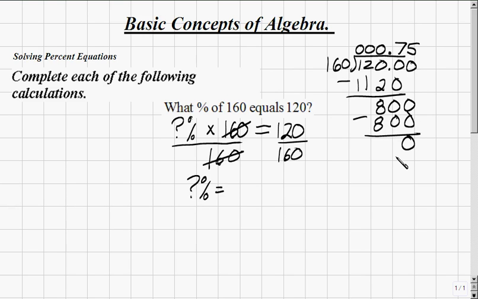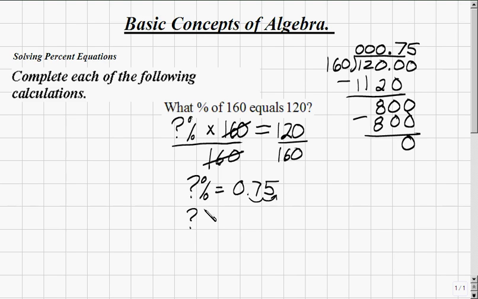That says that 160 divides into 120 .75 times. So let's write our answer as 0.75. To convert this decimal to a percent, what we're after, we'll move the decimal point twice to the right and include a percent symbol.